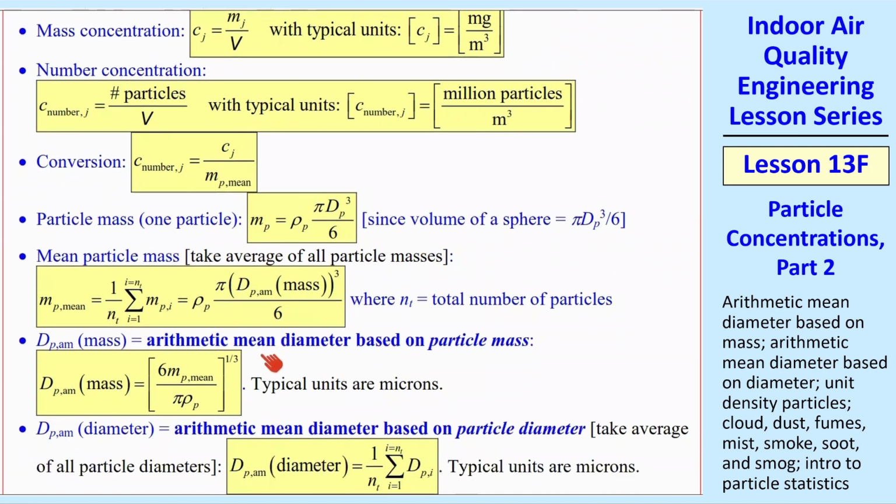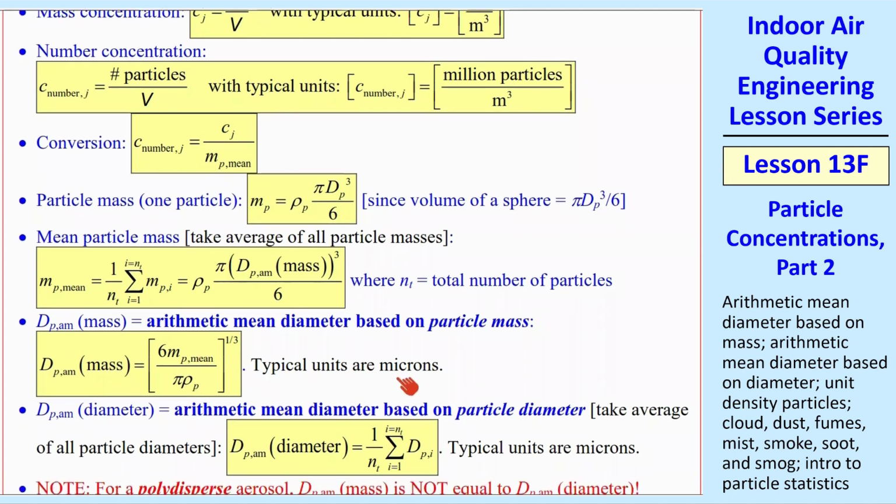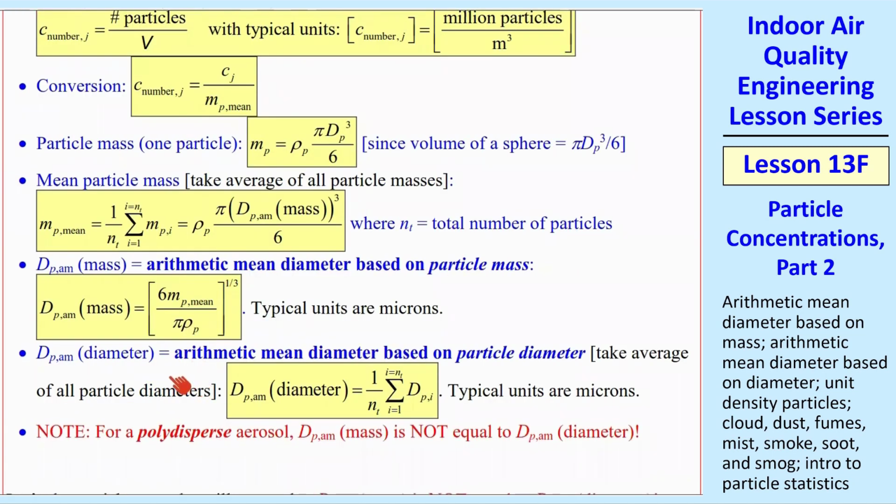we defined dPam based on mass, which is the arithmetic mean, that's what AM means, diameter of the particle based on particle mass, which is what this means in parentheses. So that's the equation for the volume of a sphere in terms of dPam mass and giving us this equation. These units are in microns, but you have to be careful when you plug in these values to make sure your units all agree. dPam diameter is simple arithmetic mean diameter based on particle diameter, so that's the simple average.